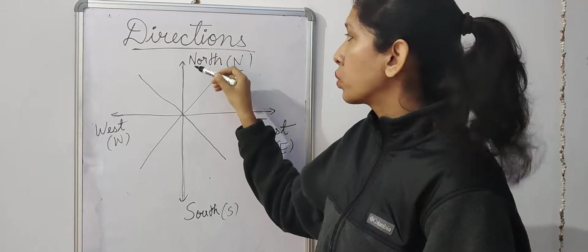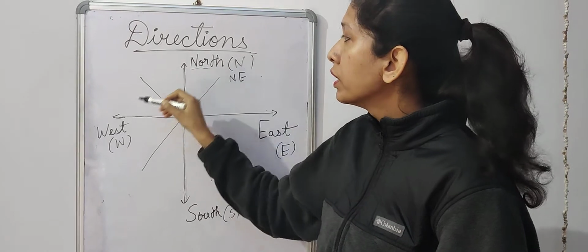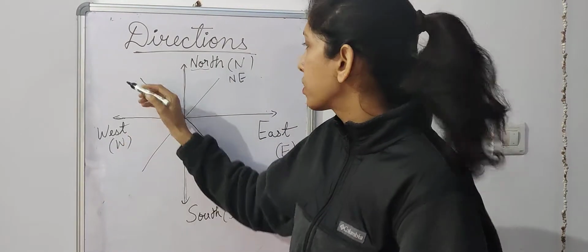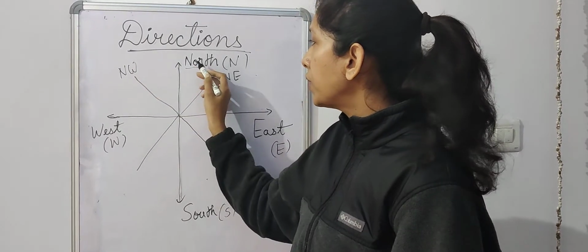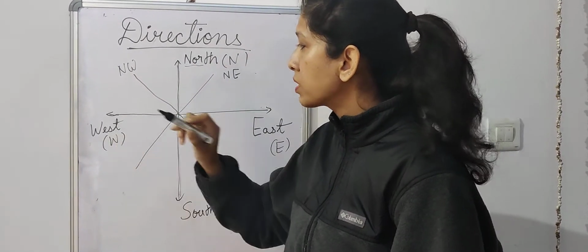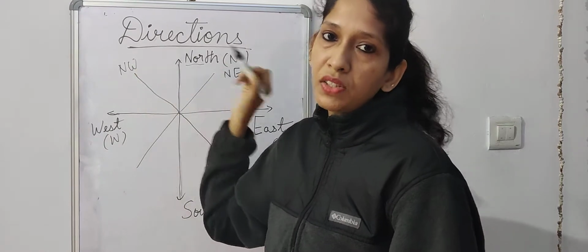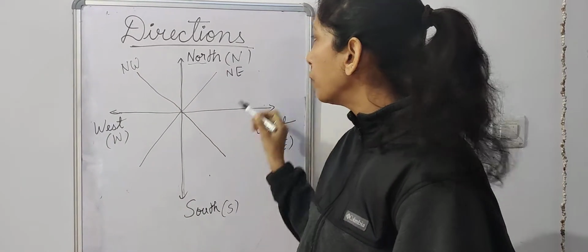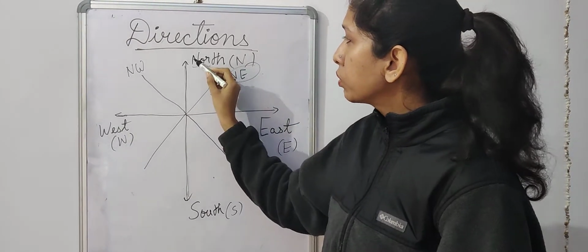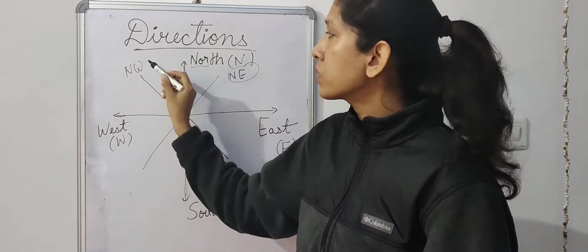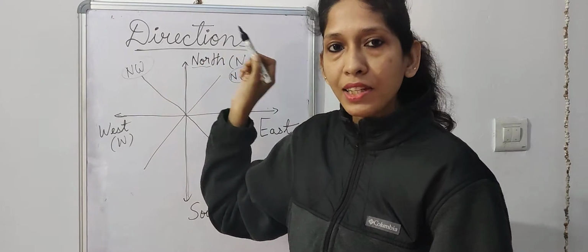Next one, again I am telling you, we will always start with the top one. So at the top there is north. So north and west. So between north and west there is the northwest direction. Is it clear to all of you? Between north and east, this one is northeast. Between north and west there is the northwest direction.